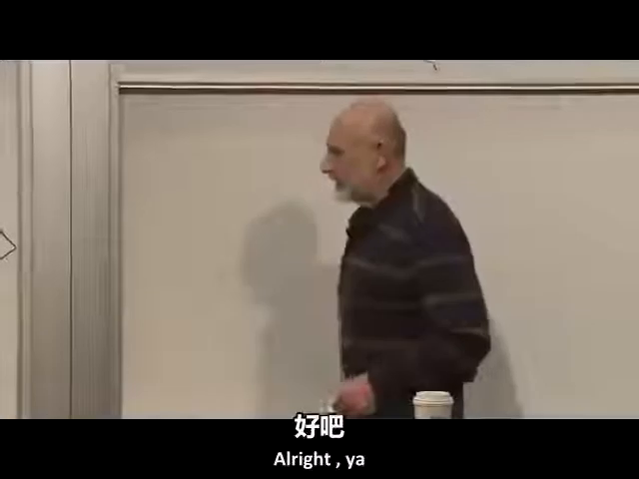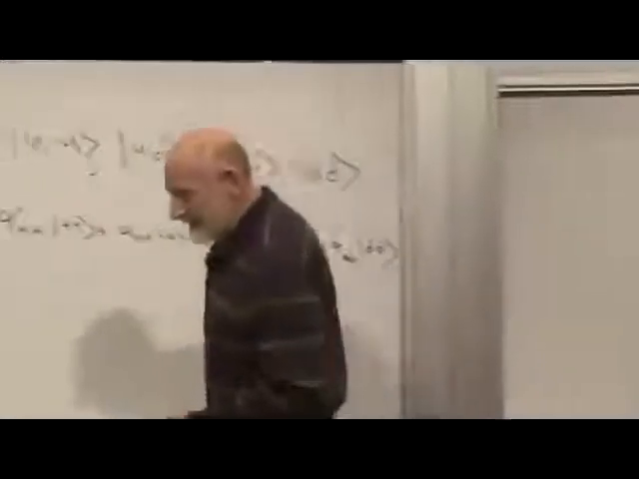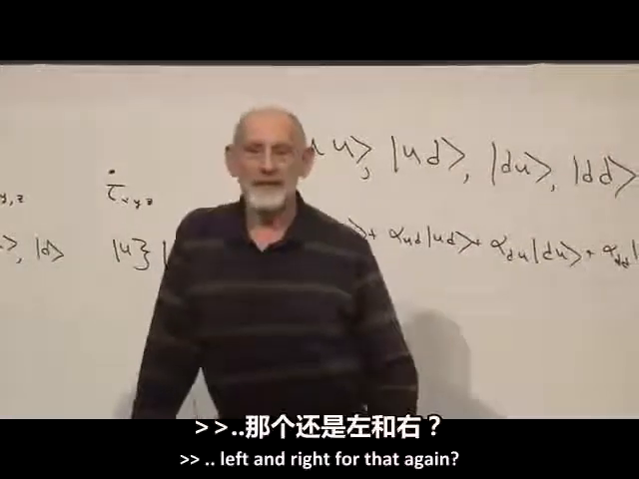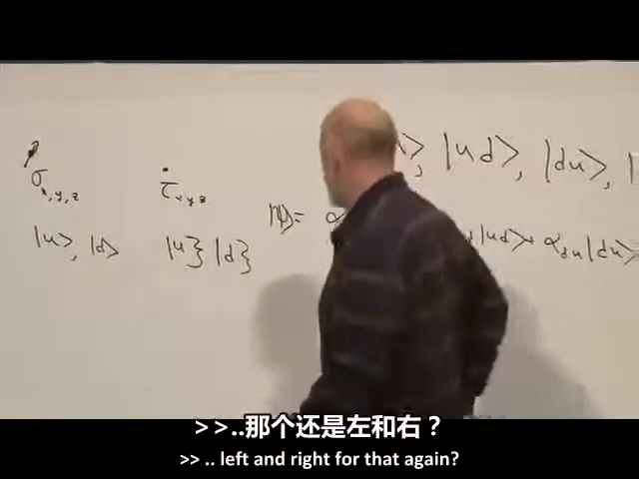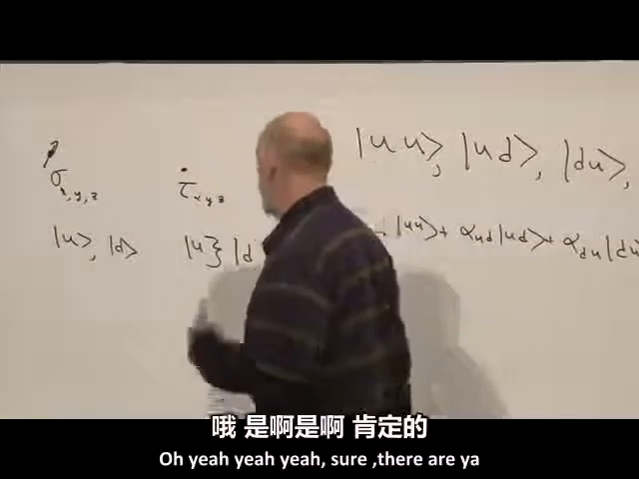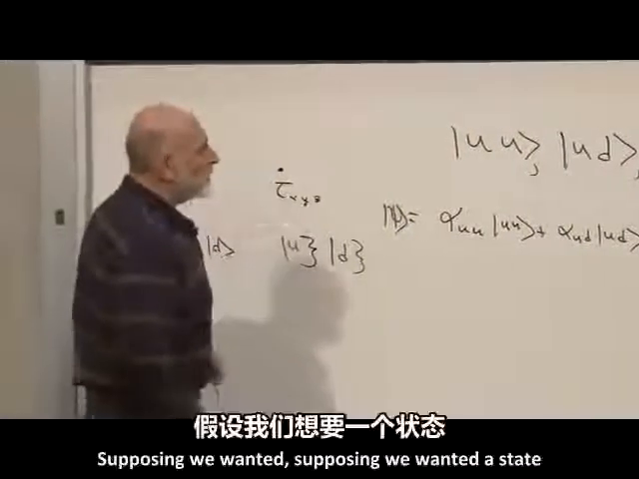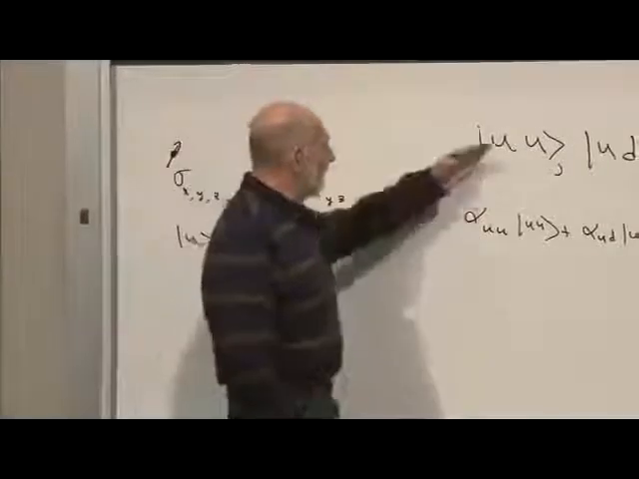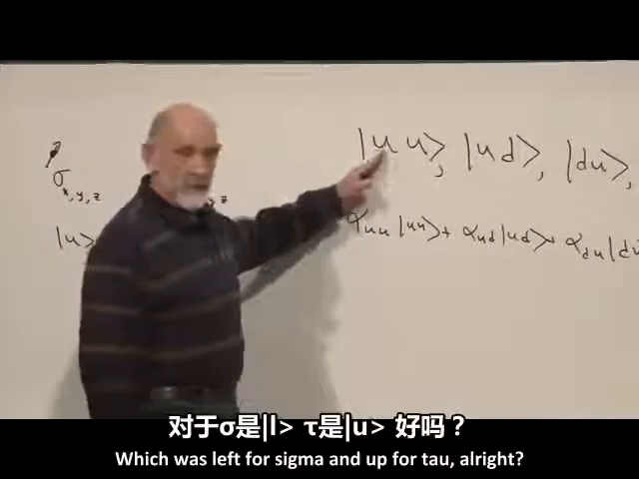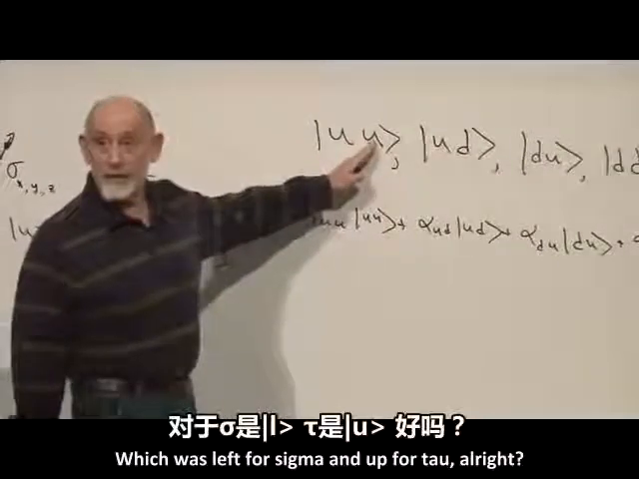All right. One question. Are we allowed to pick left and right for the second one? What's that? Oh, yeah, sure. Supposing we wanted a state which was left for sigma and up for tau.